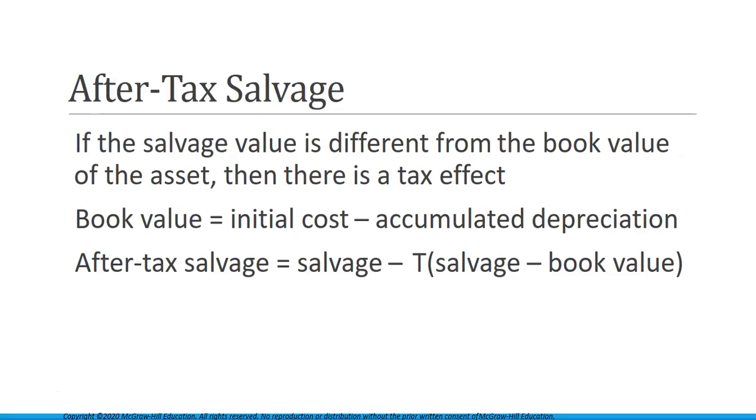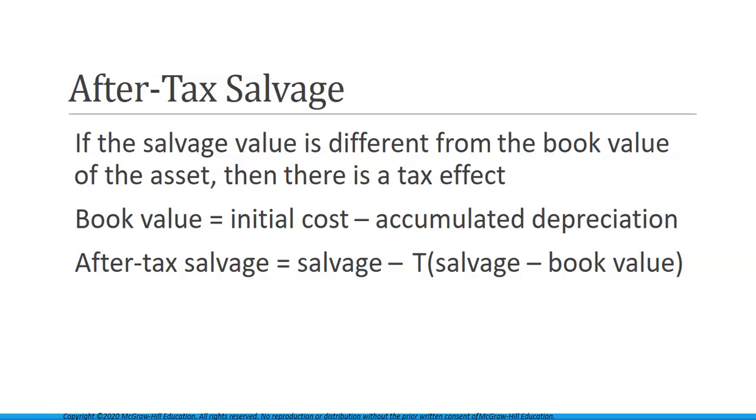Our after-tax salvage value is relevant if our salvage value, or what we sell the item for, is different from the book value of the asset. There's a tax effect for that. So we don't pay tax on the entire revenue that we receive from selling a used piece of equipment, but there is a tax effect on the difference between the book value and what we sold that for.